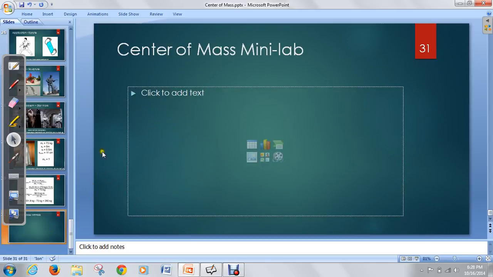And the last thing we did in class was the little mini lab about the center of mass, so make sure you go to the website and print that out if you didn't do it. But that's all we covered for center of mass.